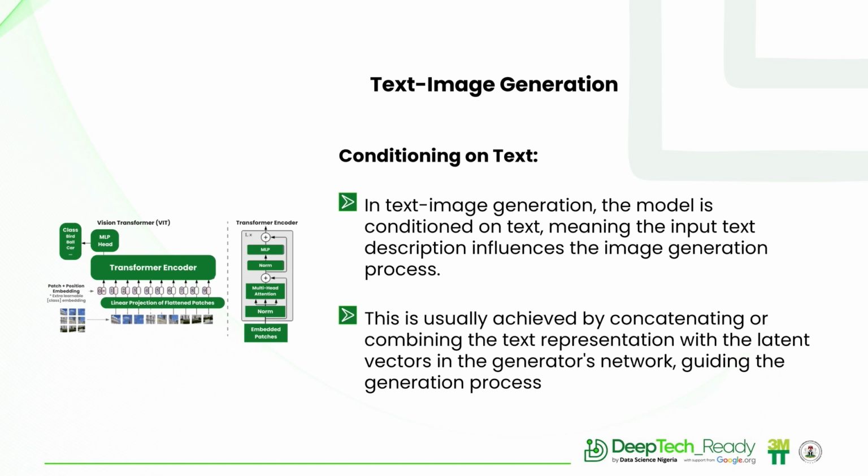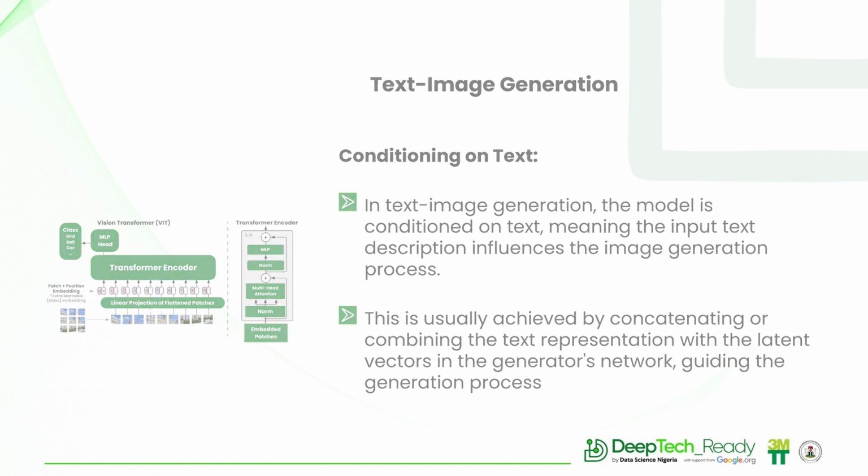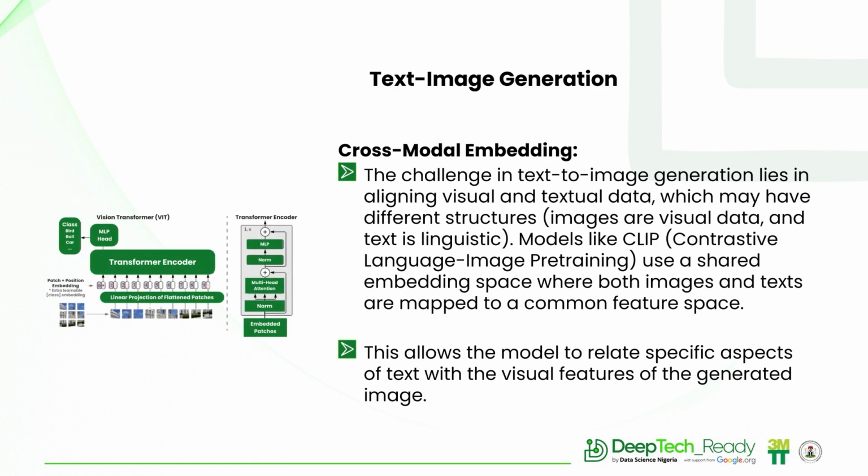Alright. Then you also need to take note of what we call cross-modal embedding. The challenge in text-to-image generation lies in aligning visual and textual data, which may have different structures. That is, images are visual data and text is definitely linguistic.